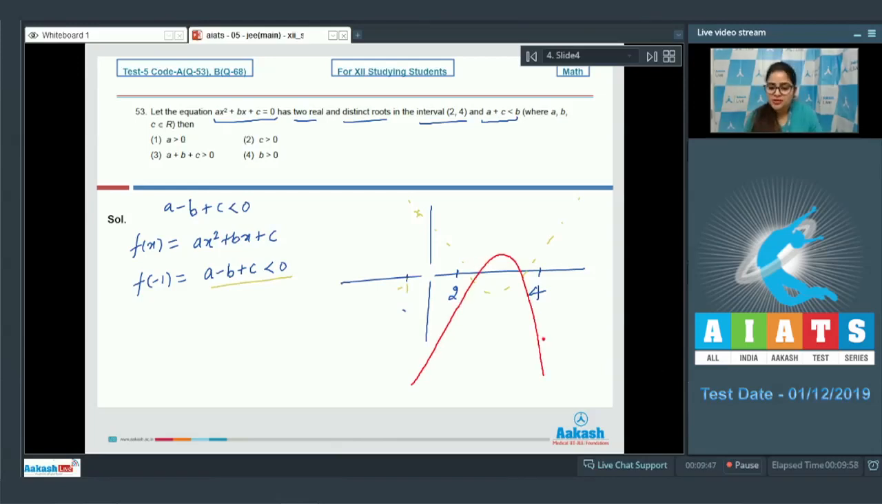Your given quadratic equation is something like this. So you can see here f of 0 is always negative, so c is always negative. So option number 2 is incorrect.